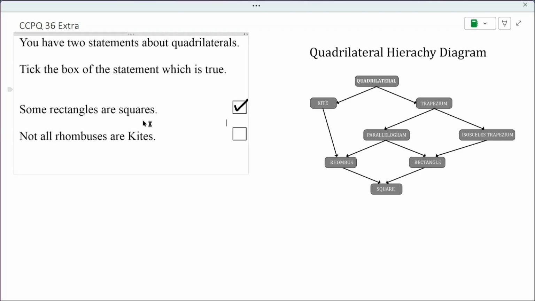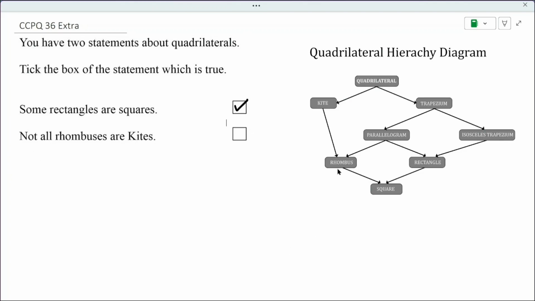That is, some rectangles are squares. Those rectangles have their lengths and their breadths the same in length. So if the length is 5 centimeters, the breadth is also 5 centimeters. That's actually a square, and a square is under a rectangle. So some rectangles are actually squares. Hope you understand. The second statement says not all rhombuses are kites.